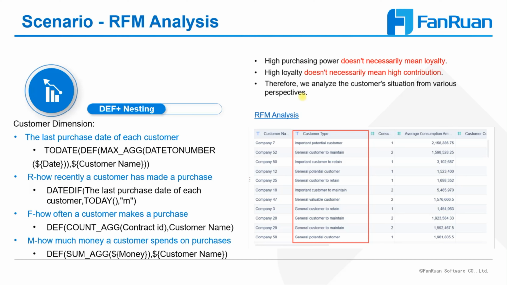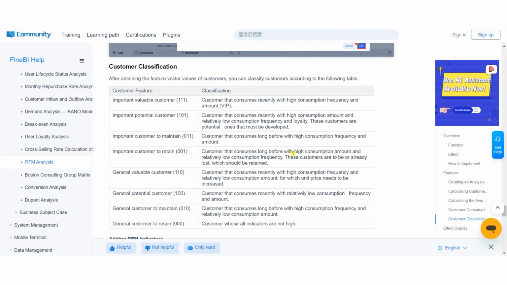RFM analysis combines the last purchase time, purchase frequency, and accumulated contribution to analyze customer characteristics. We analyze each customer's features and compare them to average purchase frequency and sales. Let's take a look at the help documentation. Here is a customer segmentation type, dividing customers based on consumption time, frequency, and amount.